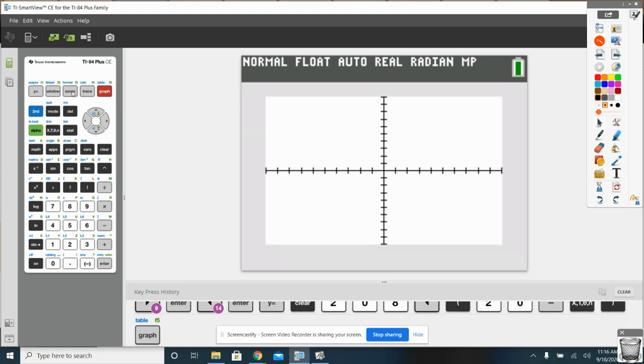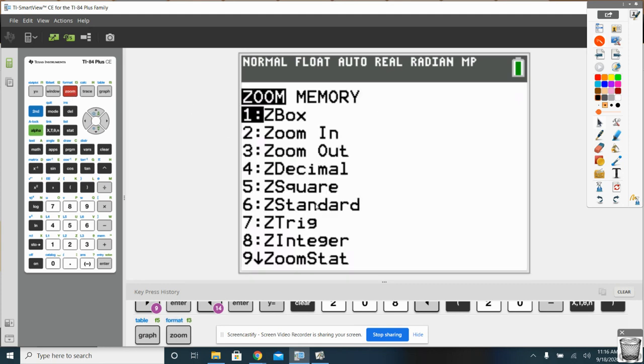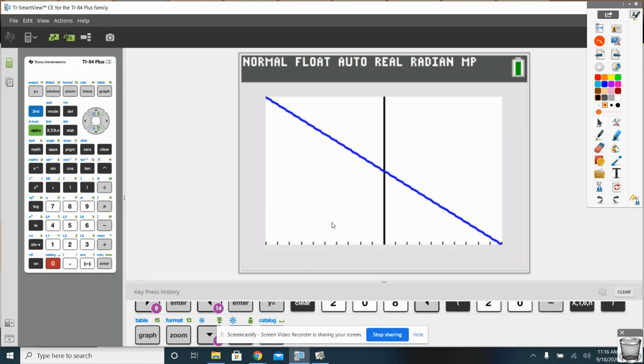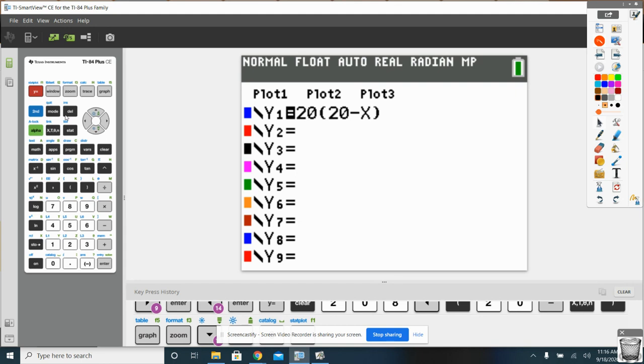So what you can do, you can zoom out if you want. I like to use the zoom fit button, which works for me a lot. It kind of finds a lot of the action. Zoom 0 helps. Okay, that doesn't give me what I want to see though. Did I type it in right? No, I did not. It was x times 20 minus x.